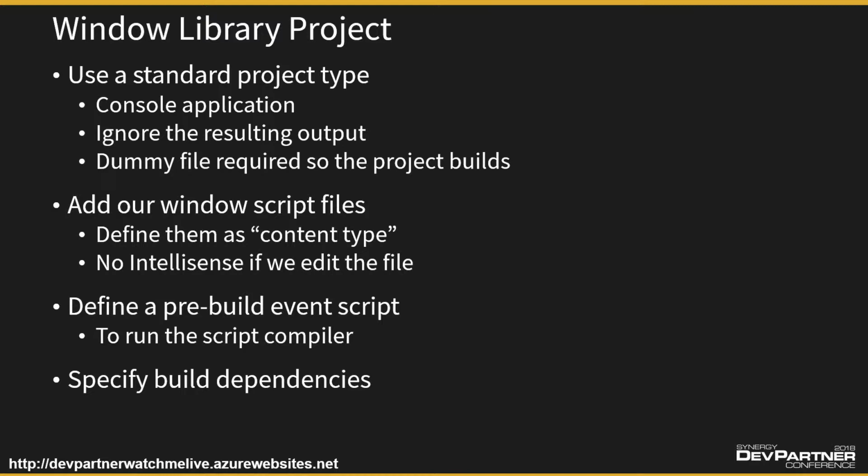Adding them as content files means that the build system will not try and build them, but it will recognize if we've made changes. So if we change a content file, the build system says, oh, that is used inside this project, therefore that project or this project needs to be rebuilt. So if we change the Windows script file, that'll cause our window library project to build. And that will cause our scripts that we're going to create to actually do the building of our window library.